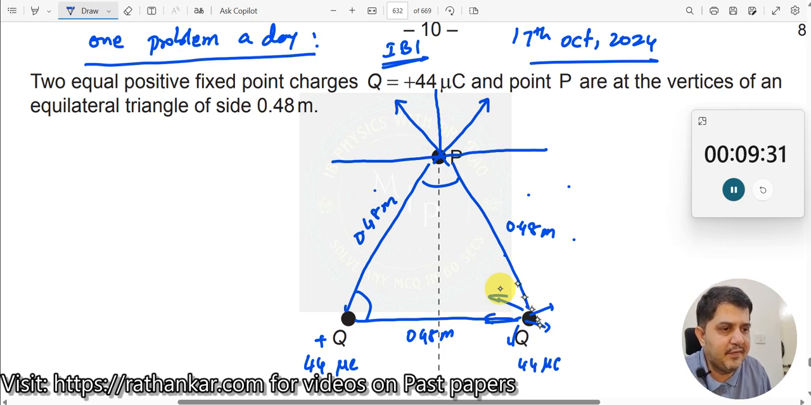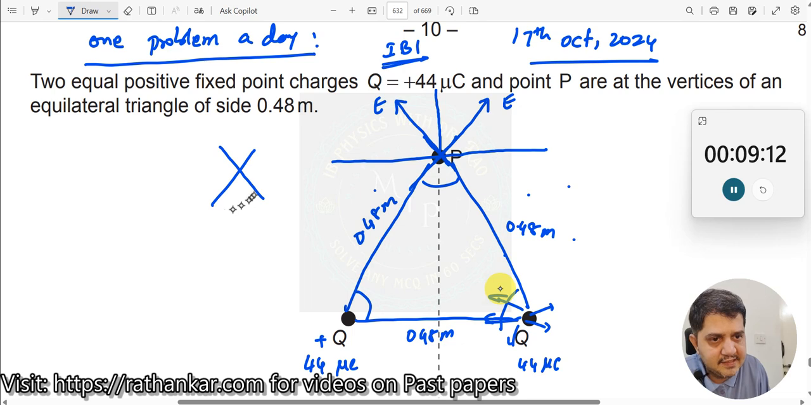Now, what is the angle made by this electric field vector with respect to the horizontal? Between this line and this line at the peak, the point P, the angle is 60. If this angle is 60, the midline here splits it, so this will be 30 and this will be 30. If this angle is 30 and this is perpendicular, this angle should be 60. The same is applicable here also: this angle is 30, this angle is 60.